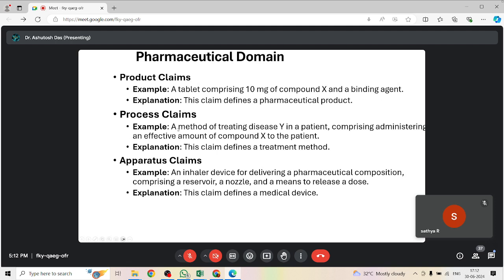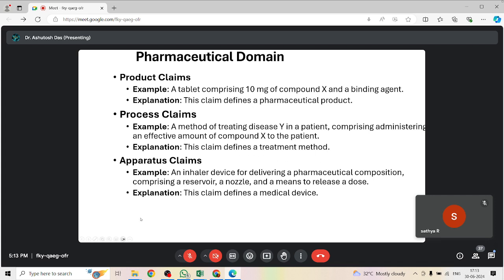The product. A method of treating disease Y in a patient, comprising administering an effective amount of compound X to the patient. Process: treating disease. It is a method of using some type of treatment, some type of administration of compounds. It is the process of treating. Not just a general method, or just standard methods, but specific methods for a particular type of treatment, which is not general.